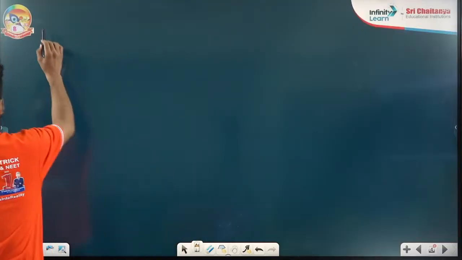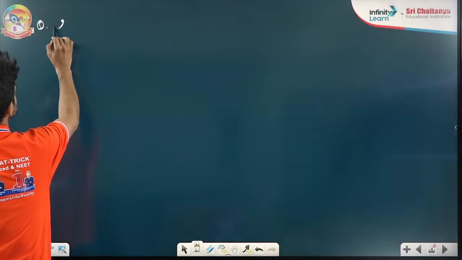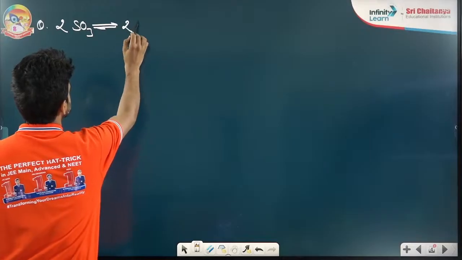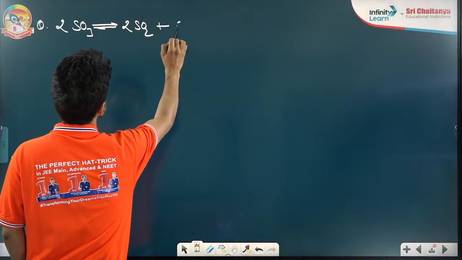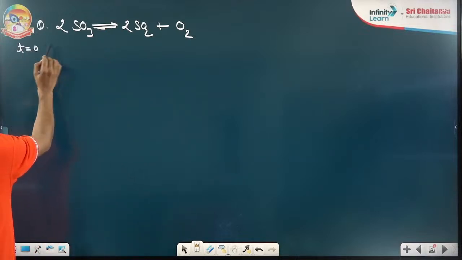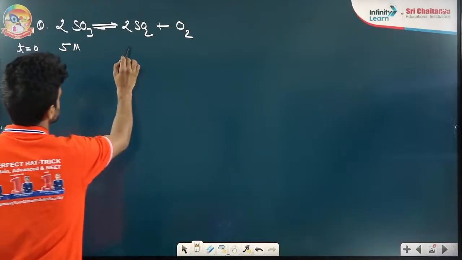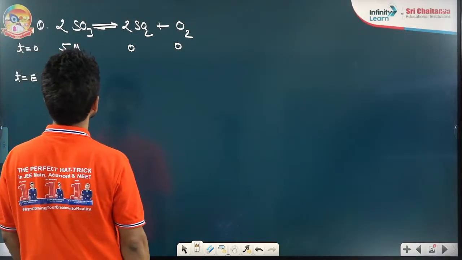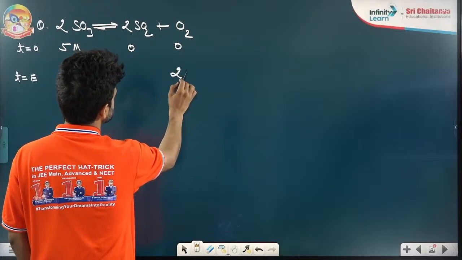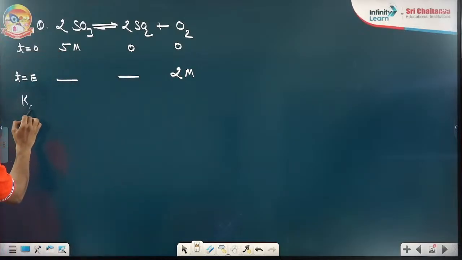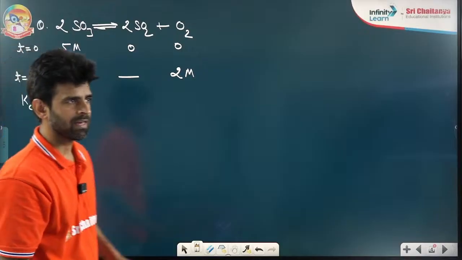Okay, same, on same basis only. On same basis, I am saying 2 of SO3 here is giving us 2 of SO2 plus O2, right? So at time of 0, imagine they are giving us it is 5 molar. It is 0, 0. And at time of equilibrium, beta, imagine they are giving O2 is 2 molar. We don't know their concentrations, right? And again, question is very simple. Find Kc. Find Kc, right?